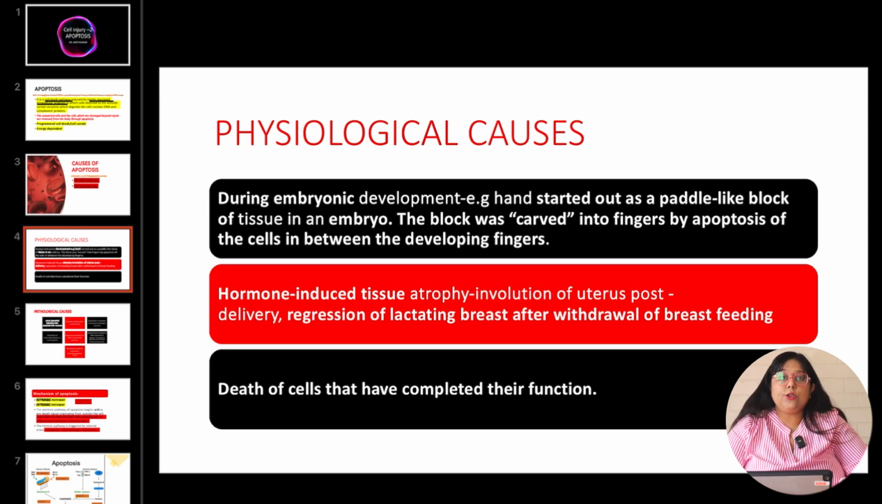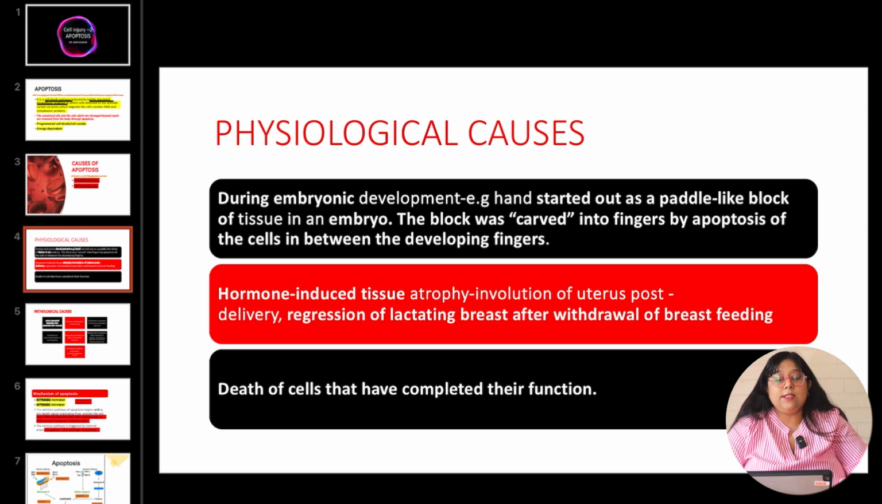Another example of apoptosis is hormone-induced tissue atrophy. As I've already told you in my previous lecture, the pregnant uterus undergoes an increase in size because of cellular hypertrophy and hyperplasia. But after pregnancy is over, when the delivery is done, how does that uterus regress in size? That is because of apoptosis. Another example of hormone-induced atrophy is the lactating breast. The lactating breast, after the withdrawal of breastfeeding, reduces in size because of cellular apoptosis.